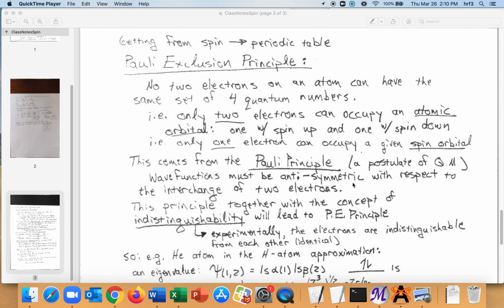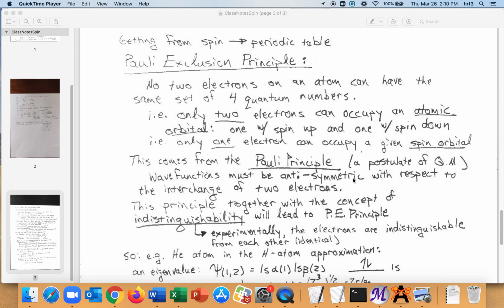Okay, so another thing that's important about spin is how it informs the structure of the periodic table ultimately via the Pauli exclusion principle, which comes from the Pauli principle. This is kind of review from Chem 103. You probably heard that no two electrons on an atom can have the same set of 4 quantum numbers. I'm sure you heard that. Maybe your instructor called it the Pauli exclusion principle. That's what it is. So the 4 quantum numbers, of course, are n, l, m sub l, m sub s.